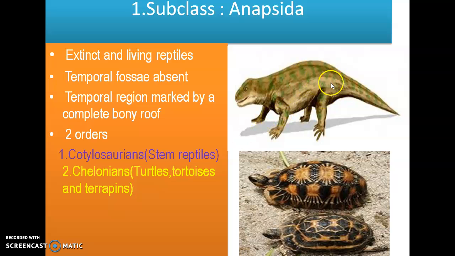This is called cotylosaurs. As they are called stem reptiles, it is believed that most of the advanced reptiles have originated from these cotylosaurians. Then come the chelonians. Chelonians generally include turtles, tortoises, and terrapins. These are the two orders of this subclass Anapsida.